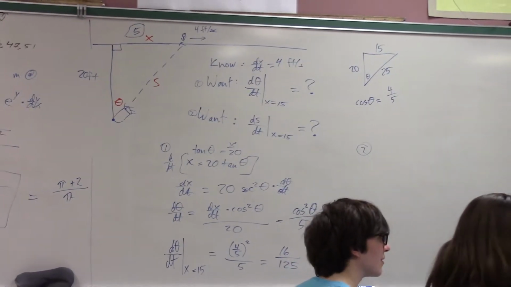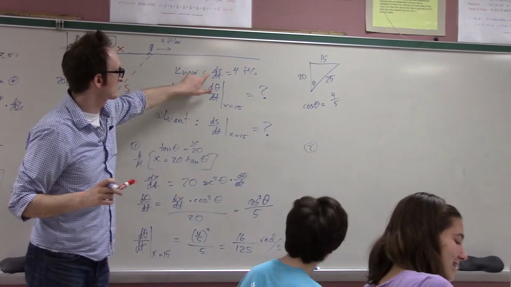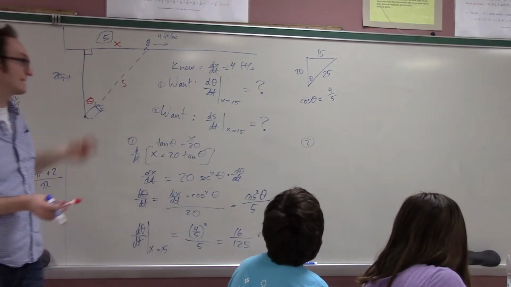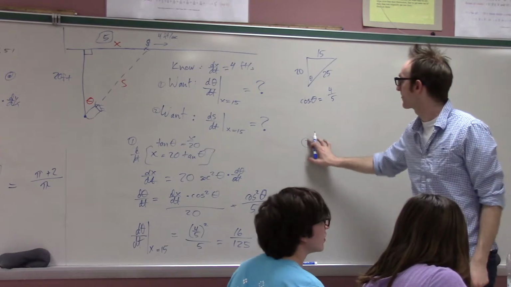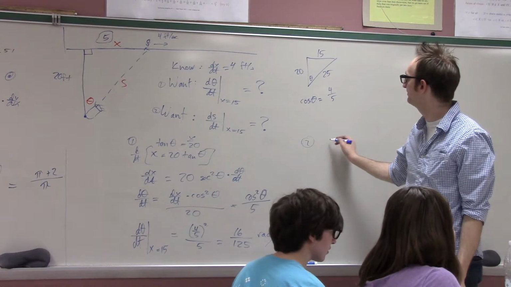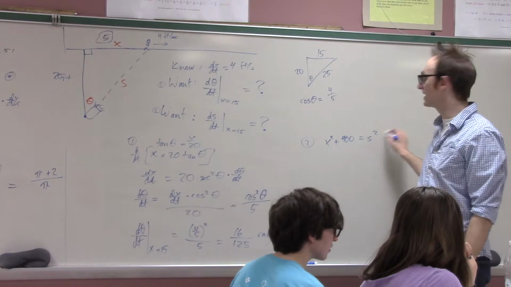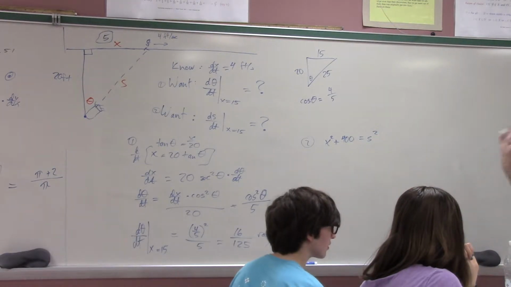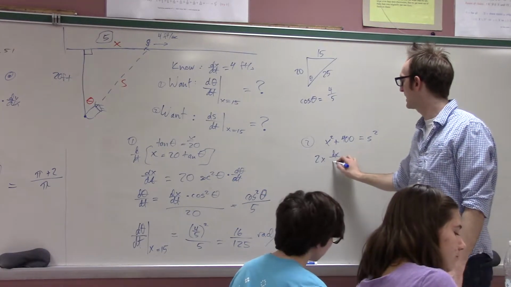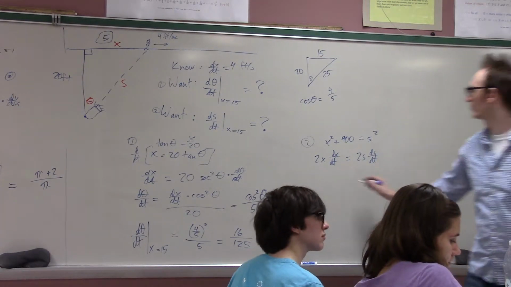Just enough. Number 2 said, what is ds/dt when x is 15? Again, the rate that I know about is x, and the rate that I'm interested in is s. So I seek a relationship between x and s. What is the relationship between x and s? The Pythagorean theorem. x squared plus 400 equals s squared. And again, make maximum use of implicit differentiation. So this is 2x dx/dt equals 2s ds/dt. And now I solve for ds/dt.